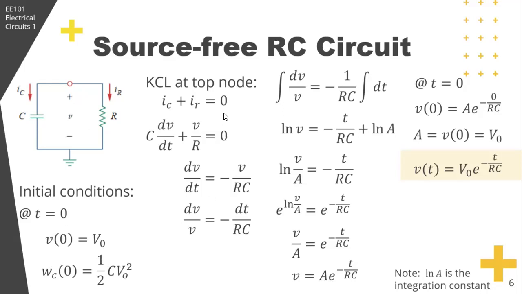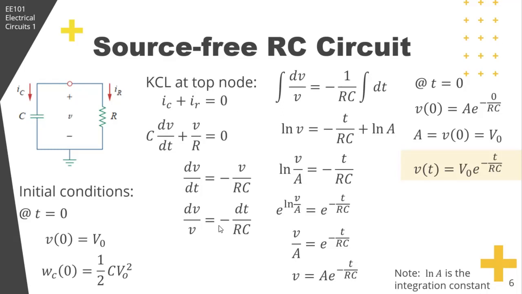Okay, so to get the voltage across the capacitor for our source-free RC circuit, let's apply KCL at the top node. That would be IC plus IR equal to 0. IC, as we know from our capacitor and inductor lecture, the current through a capacitor is C dV dt, and the current through the resistor is V over R. Now, if you rearrange that, we'll eventually arrive at dV over V equal to negative dt over RC.